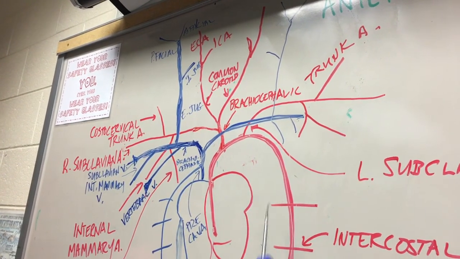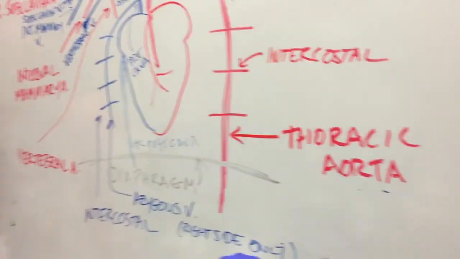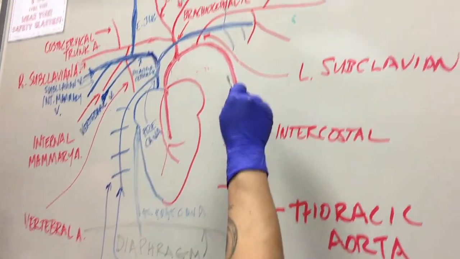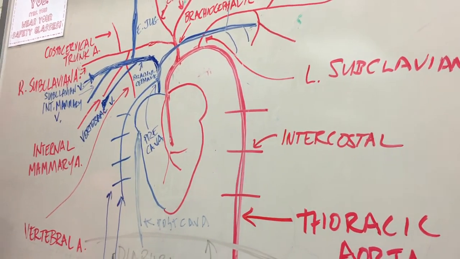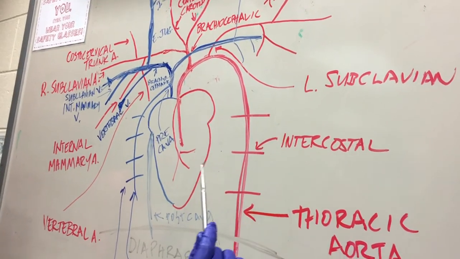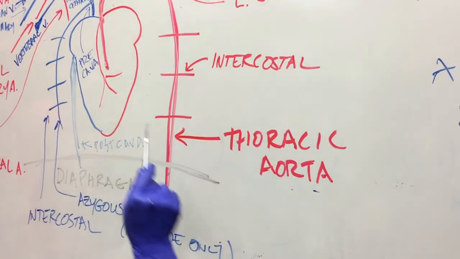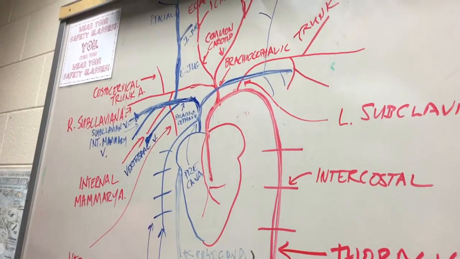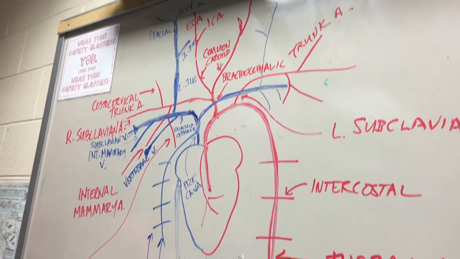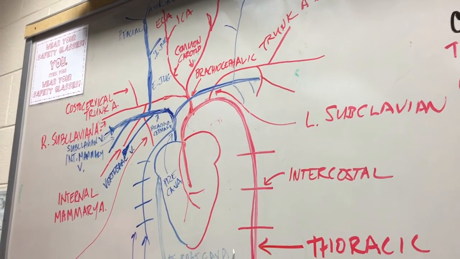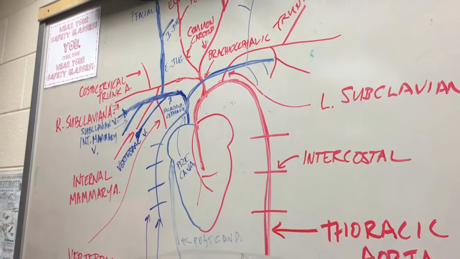So the arch of the aorta turns down along the dorsal body wall, the medial dorsal body wall. And before it hits the plane of the diaphragm here, the arch of the aorta is called the thoracic aorta. And all of the tributaries coming off of this thoracic aorta are feeding all of the rib muscles, or the intercostal muscles. And these are called the intercostal arteries.